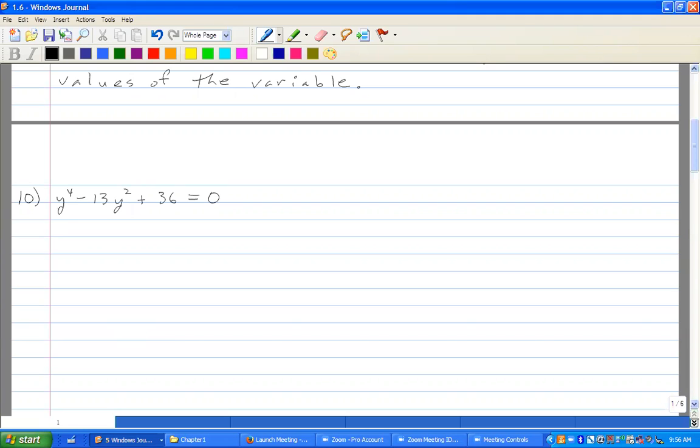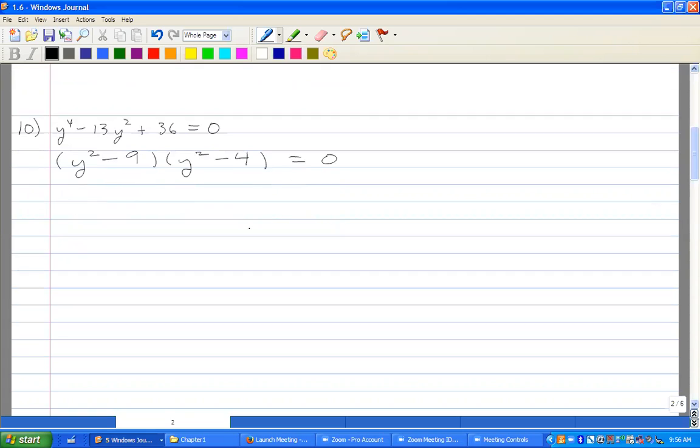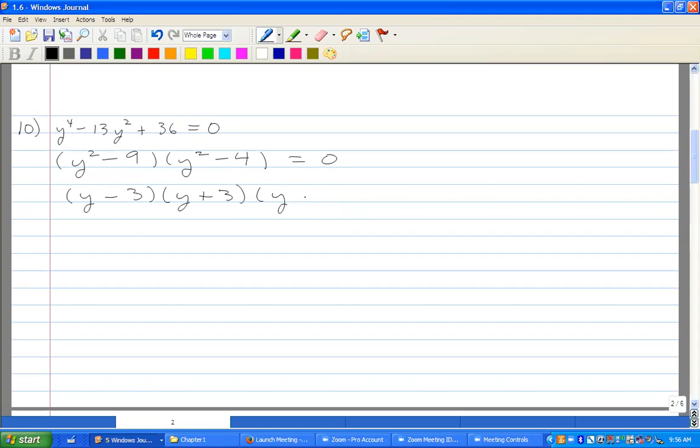And so I'll just write this as y squared, drop down the minus, times plus is minus. I want two whole numbers whose product is 36 and whose sum is 13. So 9 and 4. I can factor each of these because these are differences of squares. And so this is just y minus 3, y plus 3, y minus 2, y plus 2.